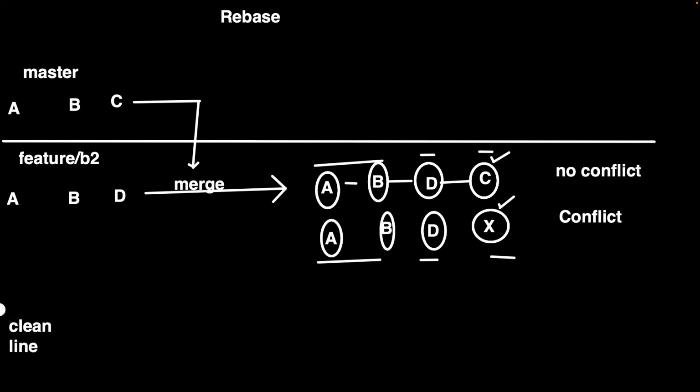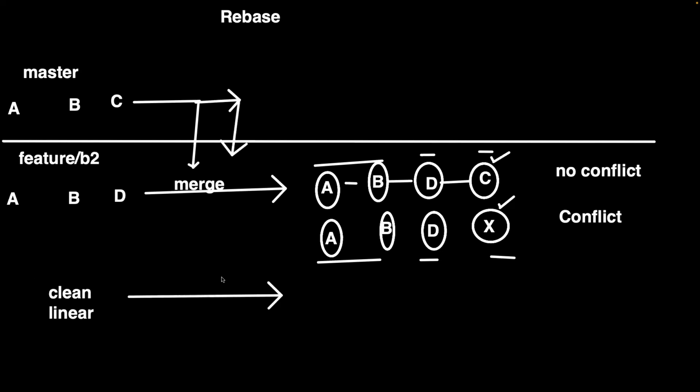I want it to be linear, and I want to understand the commit history, like which changes are from which branch. So I want to have a clean linear log history. Then comes something called rebase. This is also nothing but integrating changes from one branch to another.